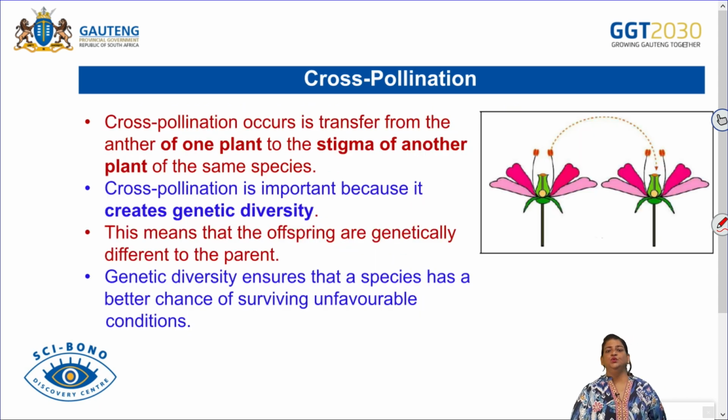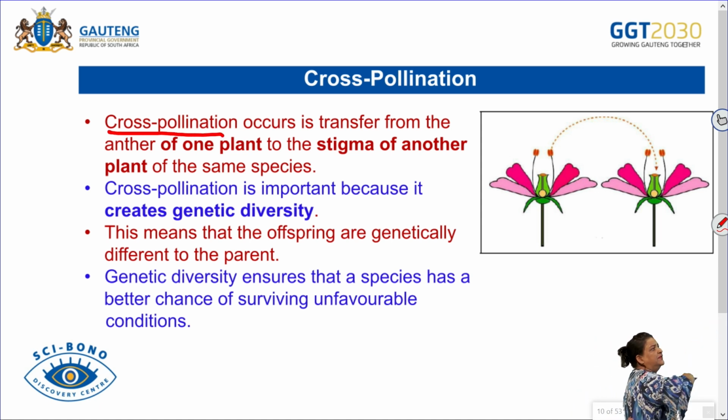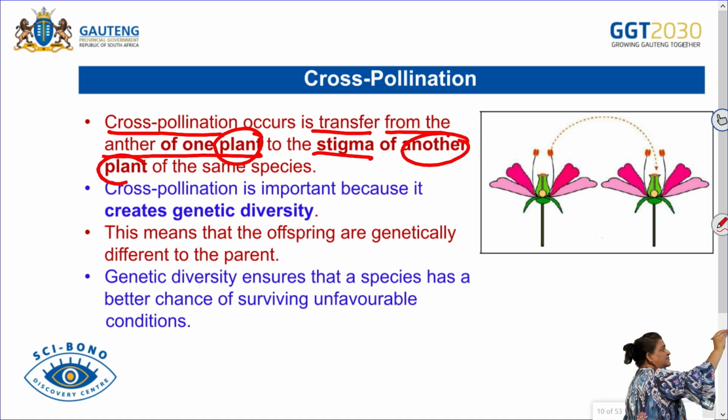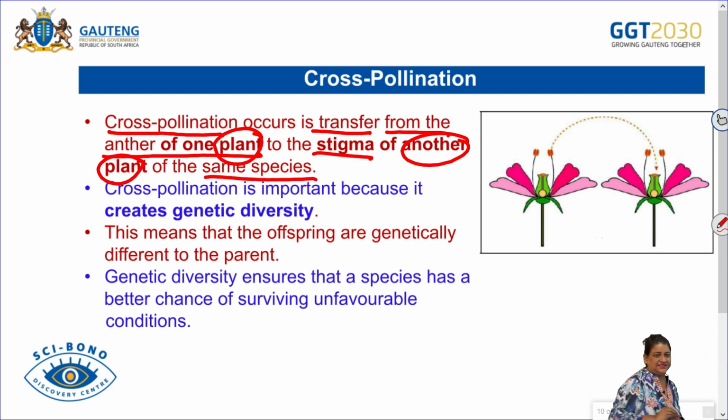Right, now we go to cross-pollination. Now, what is cross-pollination? Cross-pollination is a transfer from the anther of one plant. See, not one flower now. From one plant to the stigma of another plant of the same species.